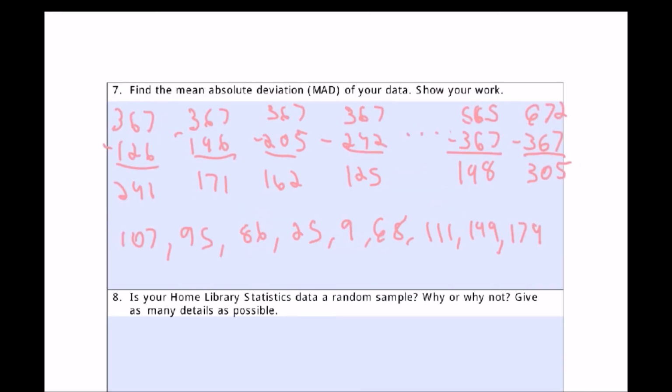Alright, so for step 7, we have to find the mean absolute deviation. What you're going to do is take your mean, which ours was 367, and subtract that from every number. So I showed you a few examples there, and then I just wrote the rest of them down on the bottom.